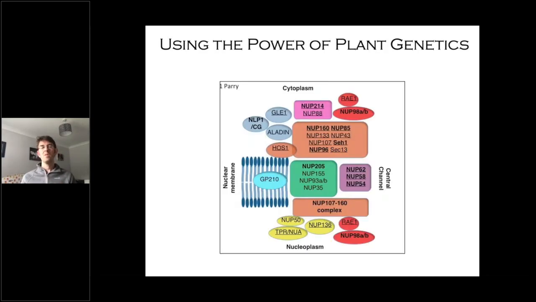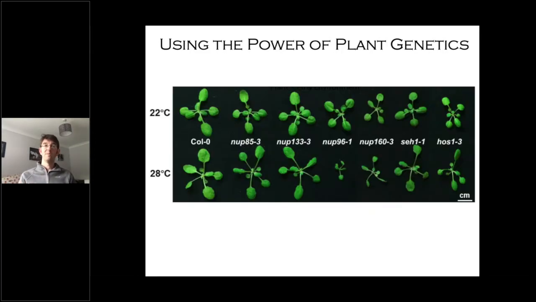So of course, as I said, a lot of this work has been done in single-cell yeast or in mammalian cell cultures. So the power of plants, of course, is you've got a multicellular organism, and you can do genetics on it to see what the consequences are of knocking out individual members. So what we can do in plants, and particularly in Arabidopsis, is identify plants which have a mutation in different nuclear pore proteins and then see what happens to the plant. So oftentimes, surprisingly little actually.